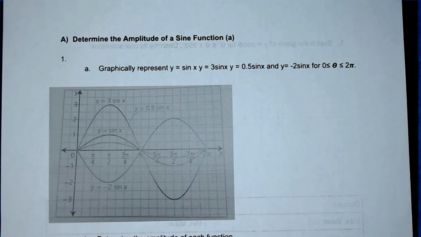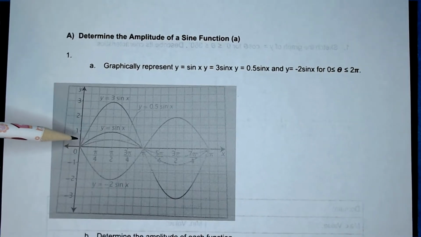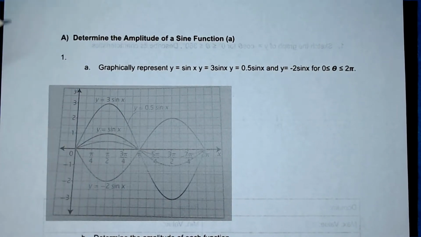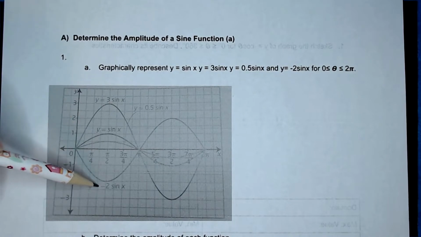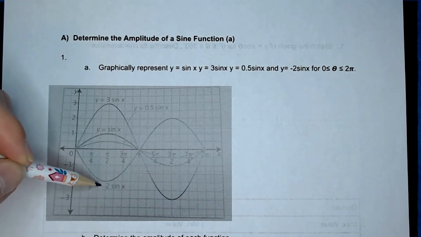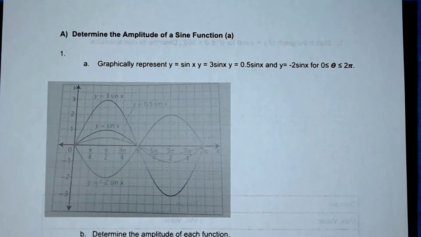Our next thing that we want to be able to do is to determine the amplitude of a sine function or a cosine function. So all we're looking for here is the height of half of it. There's a lot of things going on in this graph. It's been plotted y equals sine x, y equals 0.5 sine x, 3 sine x and negative 2 sine x. So remember that that negative 2 would just be a flip over the x-axis to give you negative y values.